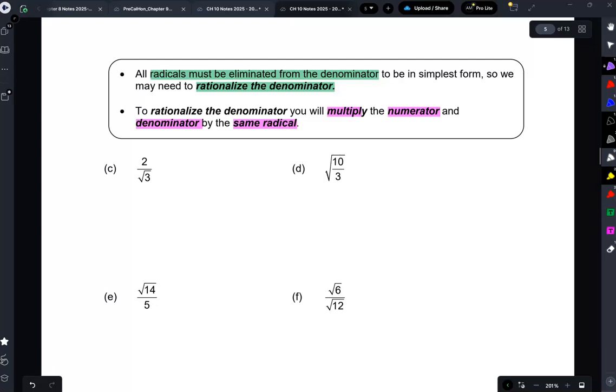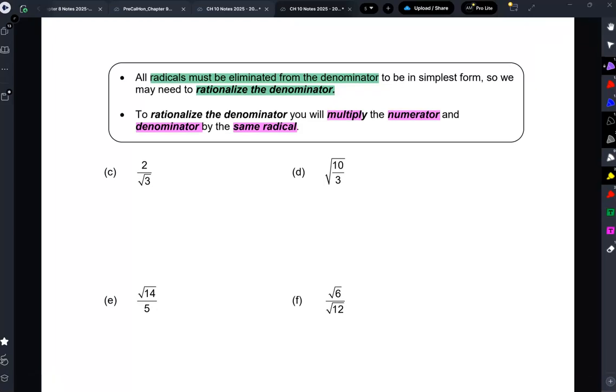The 2 can't simplify any further. Root 3 is root 3. It can't simplify any further. So you would think, okay, this is done. This is simplified. No, I am not allowed to have a root in the denominator. So now I need to rationalize the denominator. To do that, what I need to do is I need to multiply by the identical root, root 3. But if I do it to the bottom, I have to do it to the top.